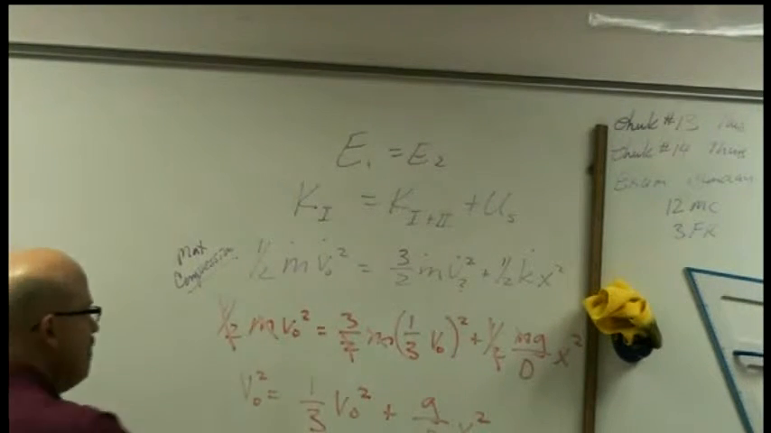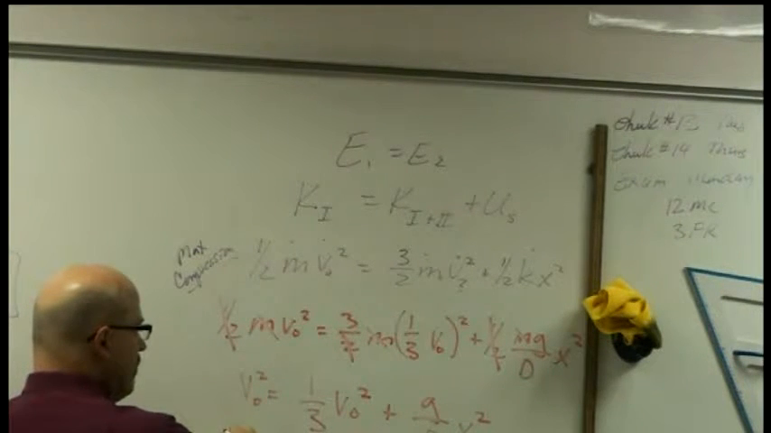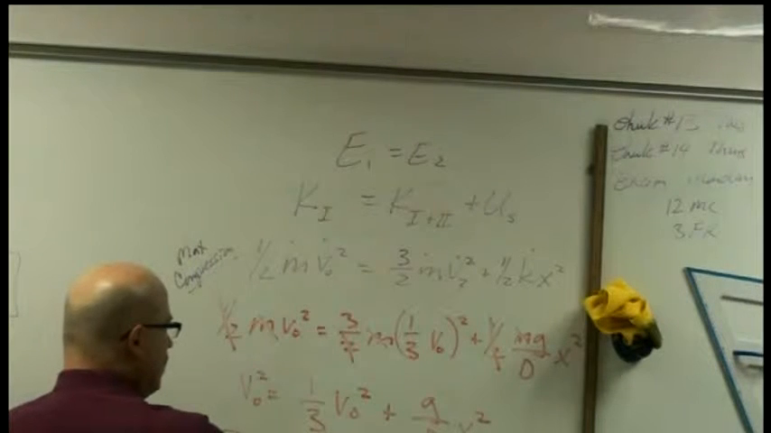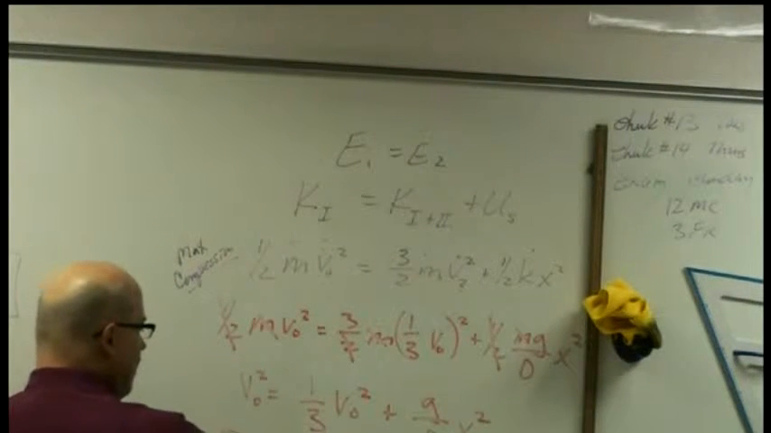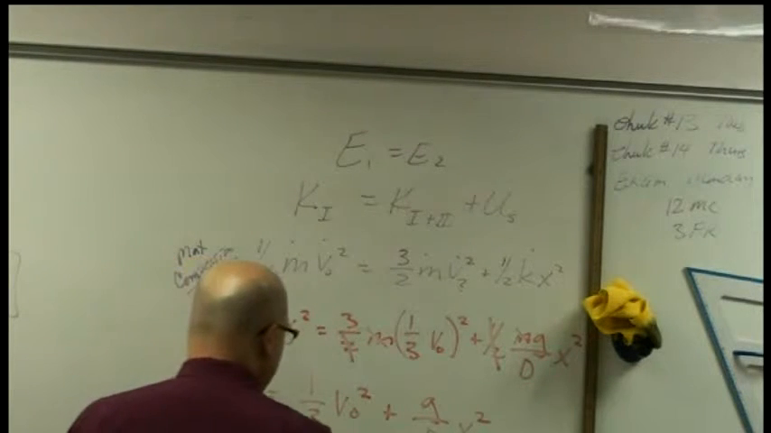All right, so I can move this to the other side. So I end up with 2/3 v naught squared. And I can multiply by d and divide by g. And I can square root that, and that's x.